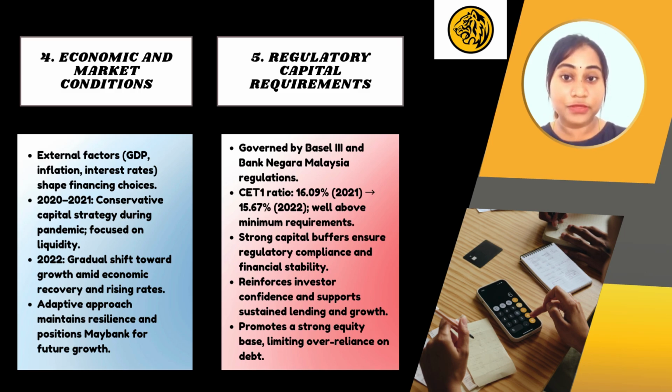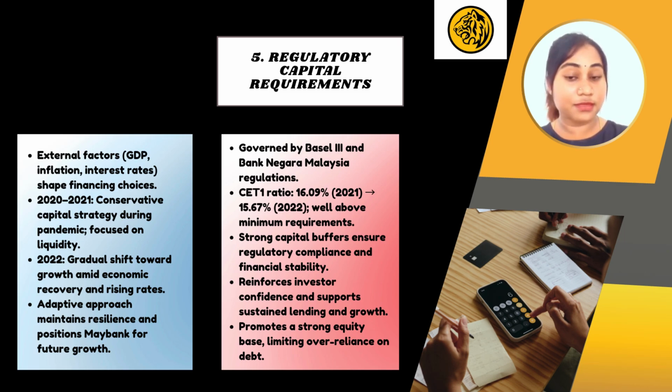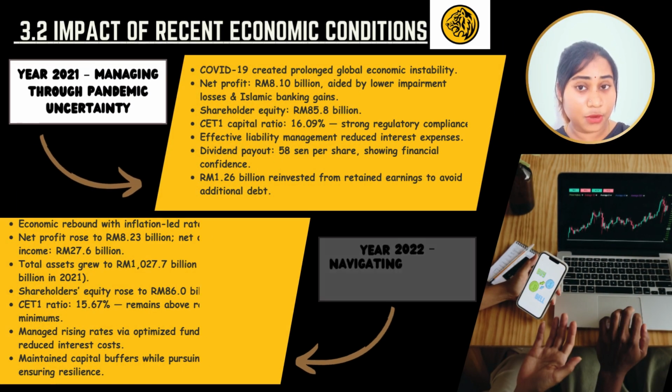Last but not least, regulatory capital requirements. Maybank adhered to Basel III and Bank Negara rules, and its CET1 ratio was 16.09% in 2021 and 15.67% in 2022, well above the minimum required. A strong capital buffer ensures compliance, stability, and supports sustainable growth. Next, I would like to continue.